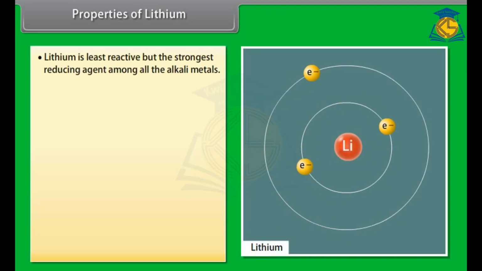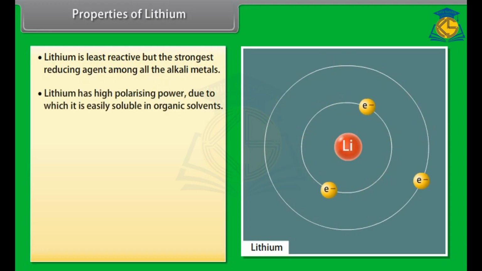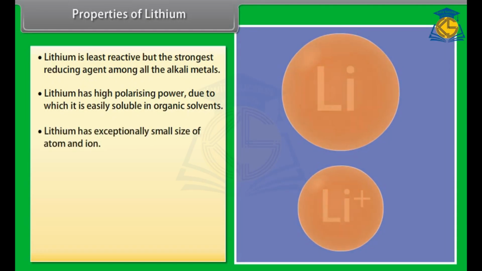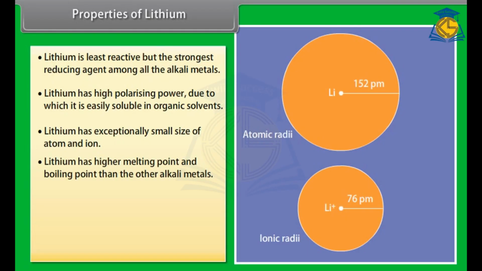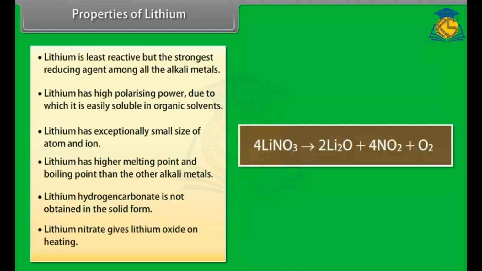Properties of lithium. Lithium is least reactive but the strongest reducing agent among all the alkali metals. Lithium has high polarizing power, due to which it is easily soluble in organic solvents. Lithium has exceptionally small size of atom and ion. Lithium has higher melting point and boiling point than the other alkali metals. Lithium hydrogen carbonate is not obtained in the solid form. Lithium nitrate gives lithium oxide on heating.